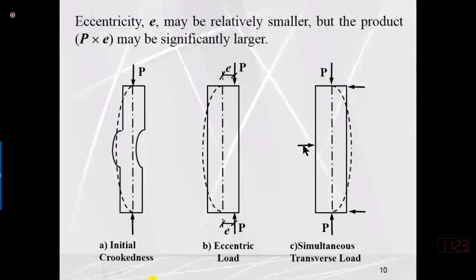Another source of bending moment will be that if lateral forces are acting along with the compressive force, due to this lateral force there will also be some bending moment. So this is a simultaneous acting of the transversal force along with the axial.